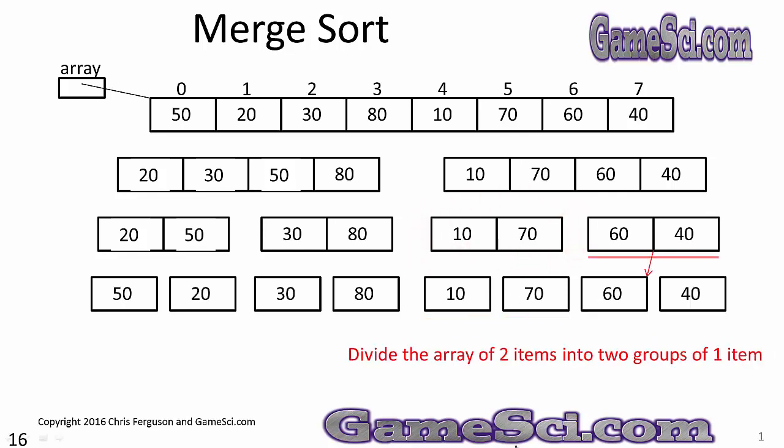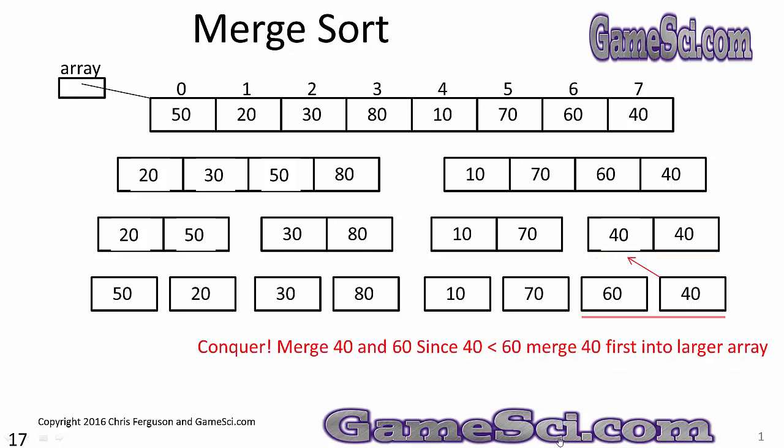Flipping over to the right side, we'll divide that array of 2 items, 60 and 40, into 2 groups of 1 item. When we have 2 groups of 1 item, there's no way to divide any further, so we'll start our merge. Look who merges first. We conquer by merging 40 and 60.